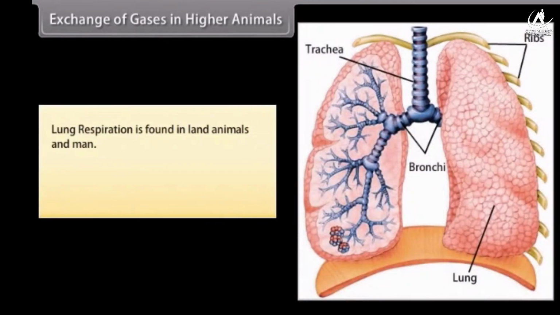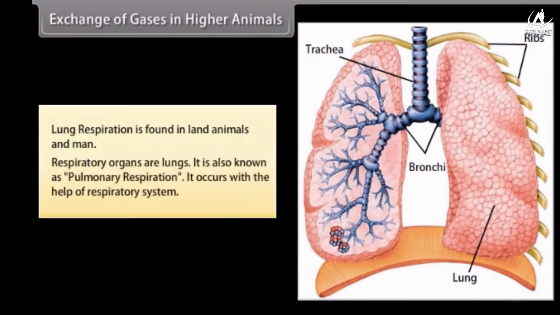Lung respiration is found in land animals and man. Respiratory organs are lungs. It is also known as pulmonary respiration. It occurs with the help of the respiratory system.